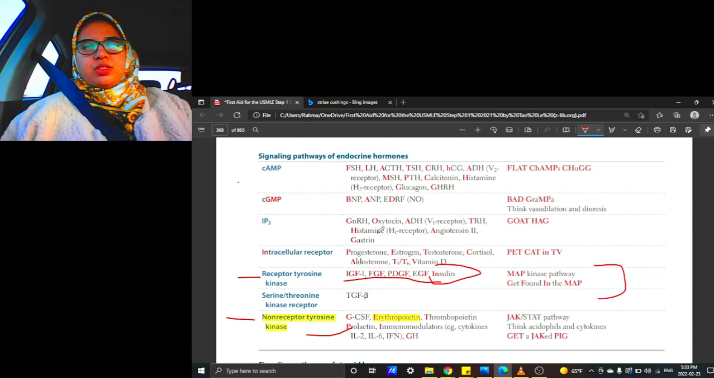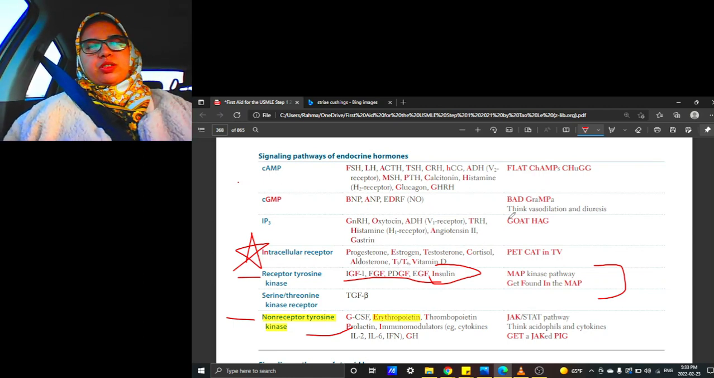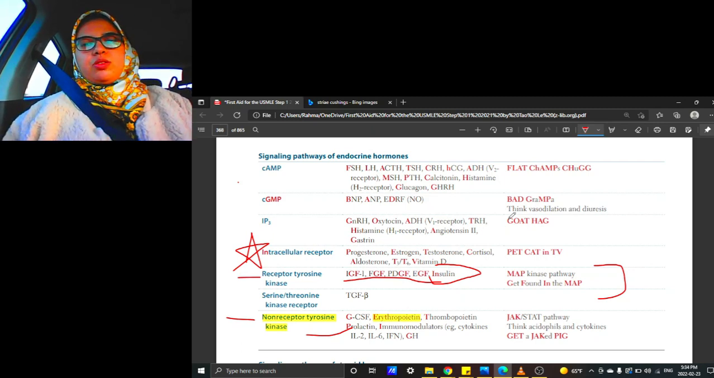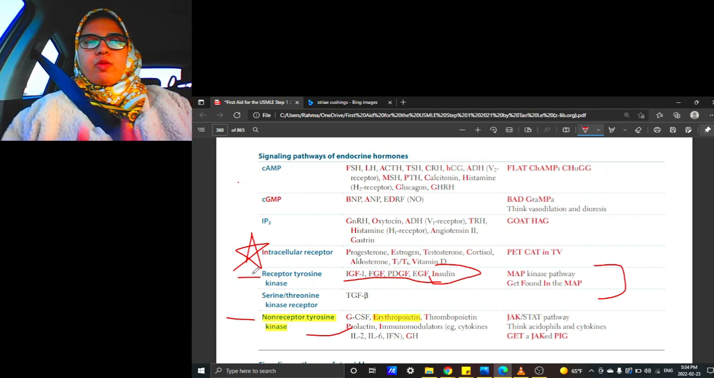You want to know your intracellular receptors. Which ones work on intracellular receptors? You have your progesterone, estrogen, testosterone, cortisol, aldosterone, T3, T4, and vitamin D. Those are pretty much the big guys when we think of hormones, right? Your progesterone, estrogen, testosterone, your cortisol, your aldosterone, your thyroid hormone, your vitamin D. So those are the big guys. Those are the ones that work intracellularly. So those are worthwhile to memorize.